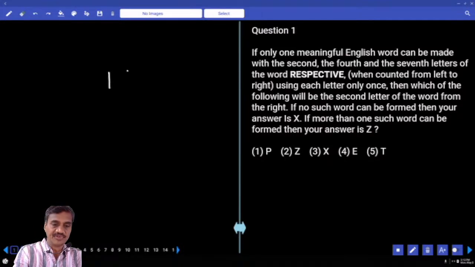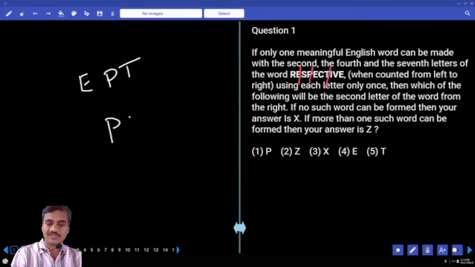Now paper number 15, RRB Clerk Prelim, paper number 15. In question number 1, it is based on word formation. If only one meaningful word can be formed with the second, fourth and seventh letters. What are the letters we have? E, P and T.